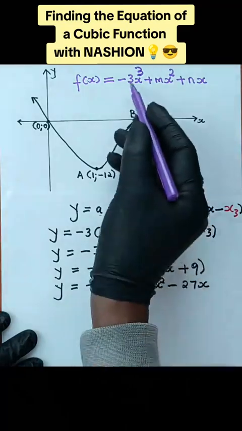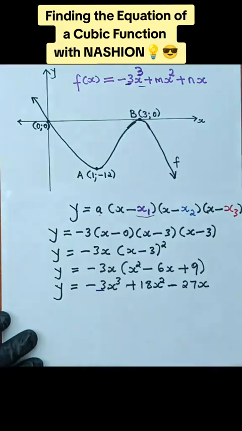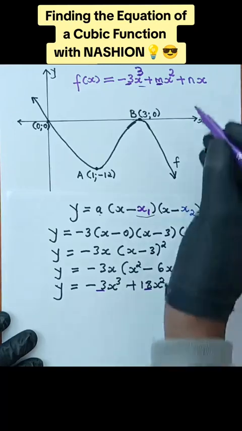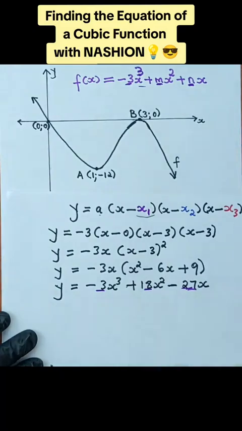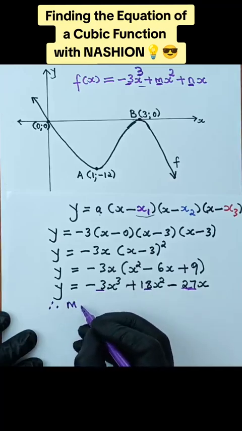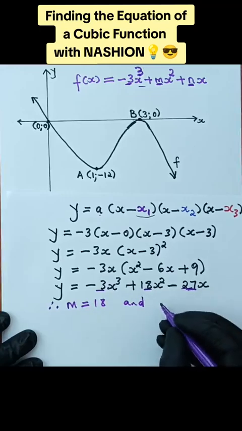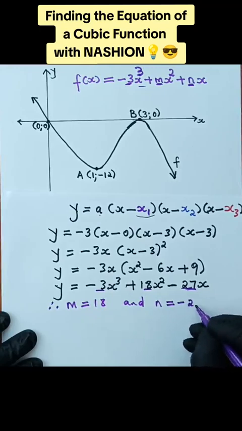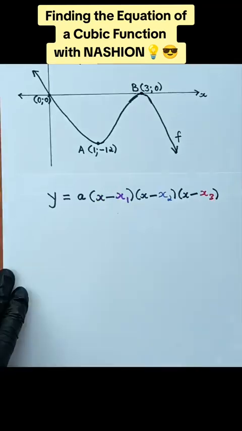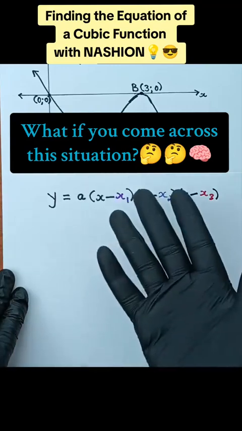Now we have the standard form as given in the original equation, where A is -3, 18, that's the value of M right there, -27, that's the value of N. So we write, therefore, now for this 18, we write m is equal to 18 and n is equal to negative 27 and checkmate.